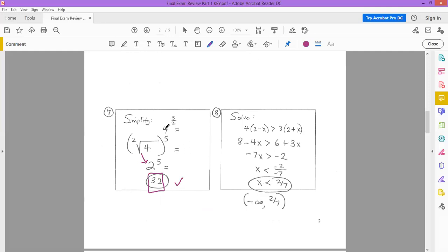Now that problem started actually with 4 raised to the power of 5 halves. Remember the 2, that becomes our root. The base of 4 stays the same, and then the numerator becomes the exponent. So that's how we were able to get the square root of 4 from this fraction 5 halves.